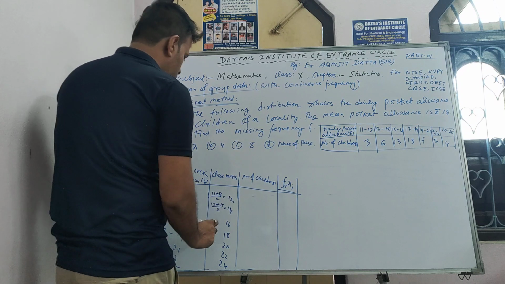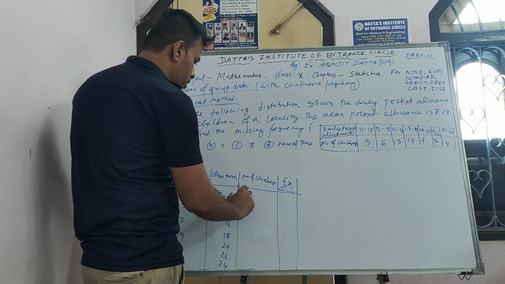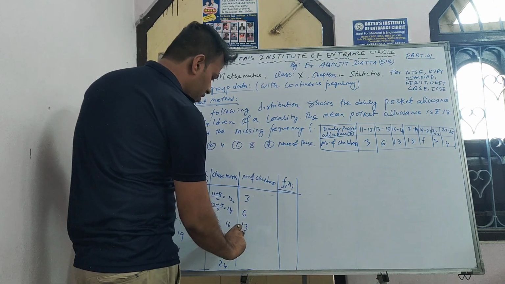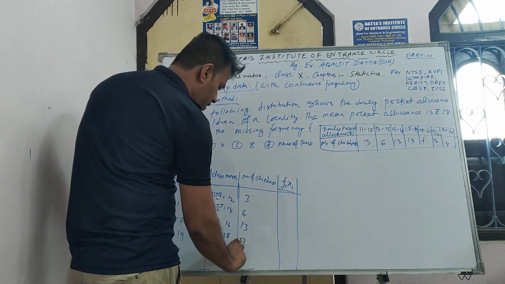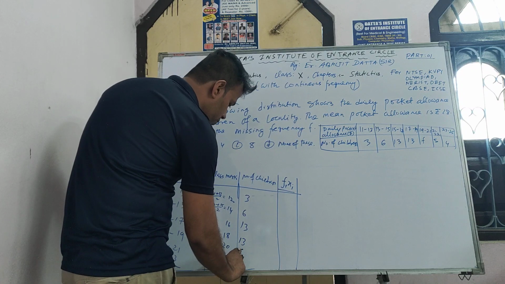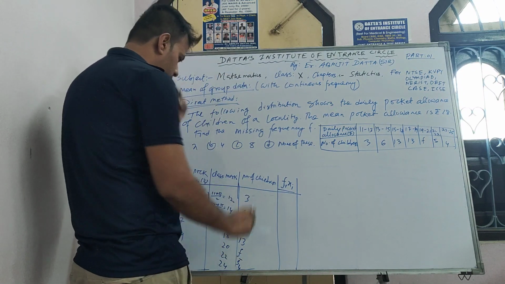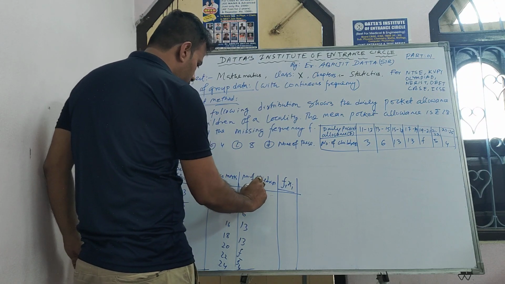Now the number of children is 3 first, then 6, then 13, then again 13, then f, then 5 and 4. Now we have to multiply this by this. The number of children is f, this one is fi, and this one is xi.